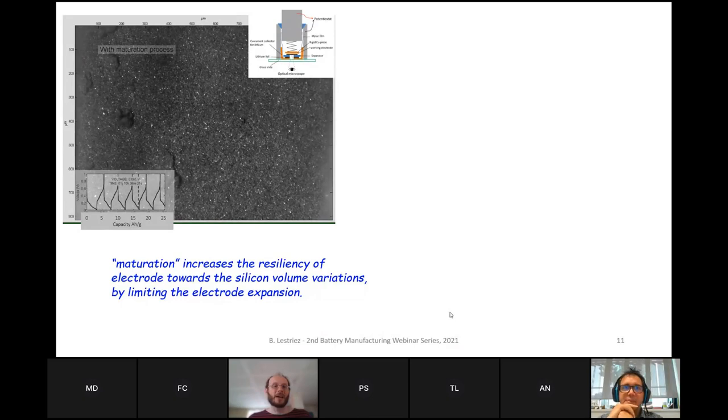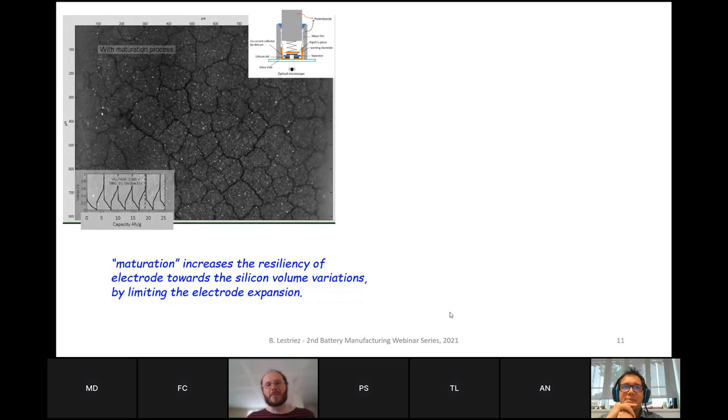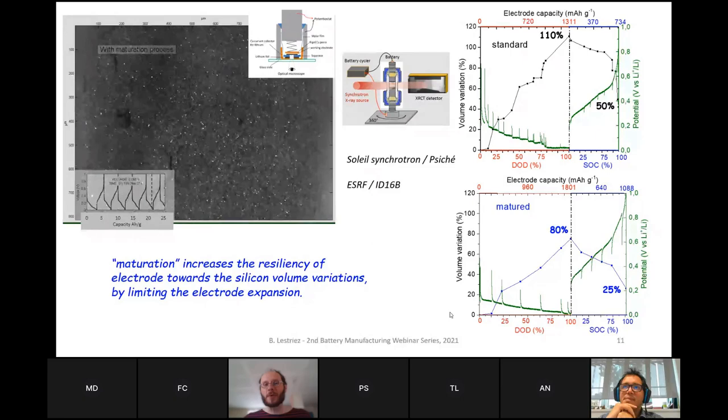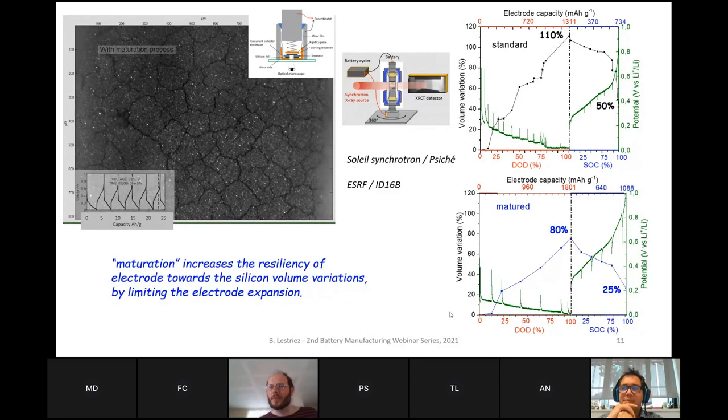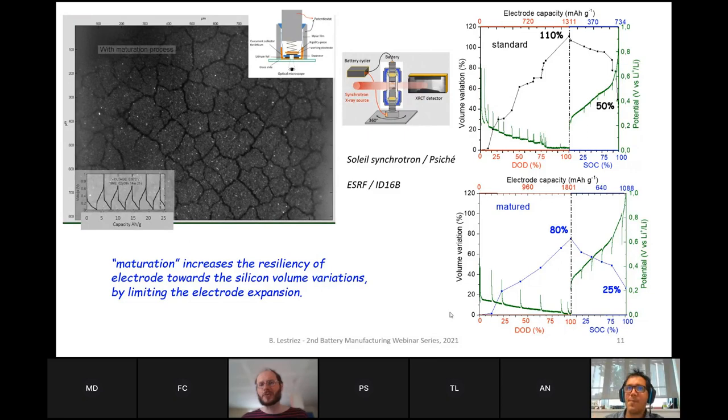So we made complementary experiments next by doing some X-ray computed tomography observations at Soleil and ESRF. On the right, the plots in green show the potential, which varies during lithiation and delithiation during the first cycle. You have the capacity obtained from the standard electrode and the matured electrode. For these fairly thick electrodes, we could obtain higher capacity from the matured electrode, 1,800 compared to 1,300 for the standard electrode. And in black and in blue you have the volume variation of the electrode.